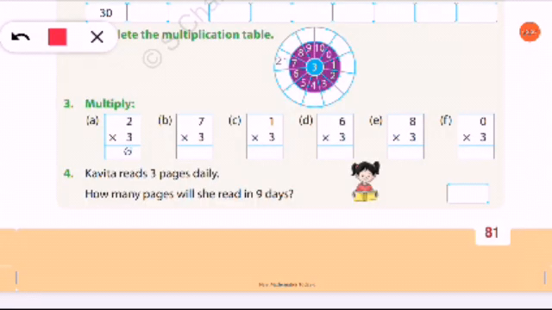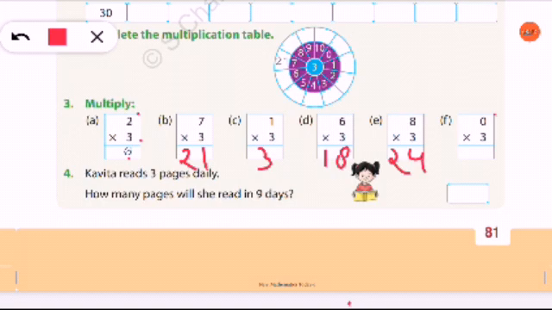Question number 3, multiply. See, in this we are multiplying 3 by other numbers. We have to count the table of 3 only. See, the first question is done. 3 2s are 6. It is done. Next, 3 7s are how much? 21. 3 1s are 3. 3 6s are 18. 3 8s are 24, and 3 zeros are.